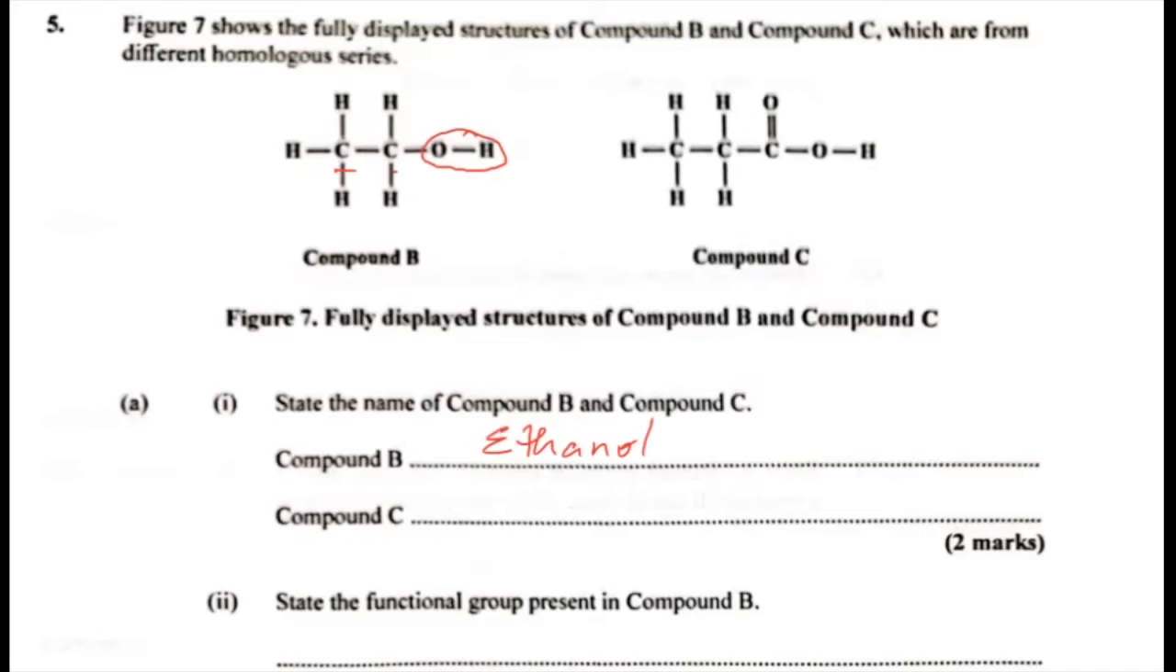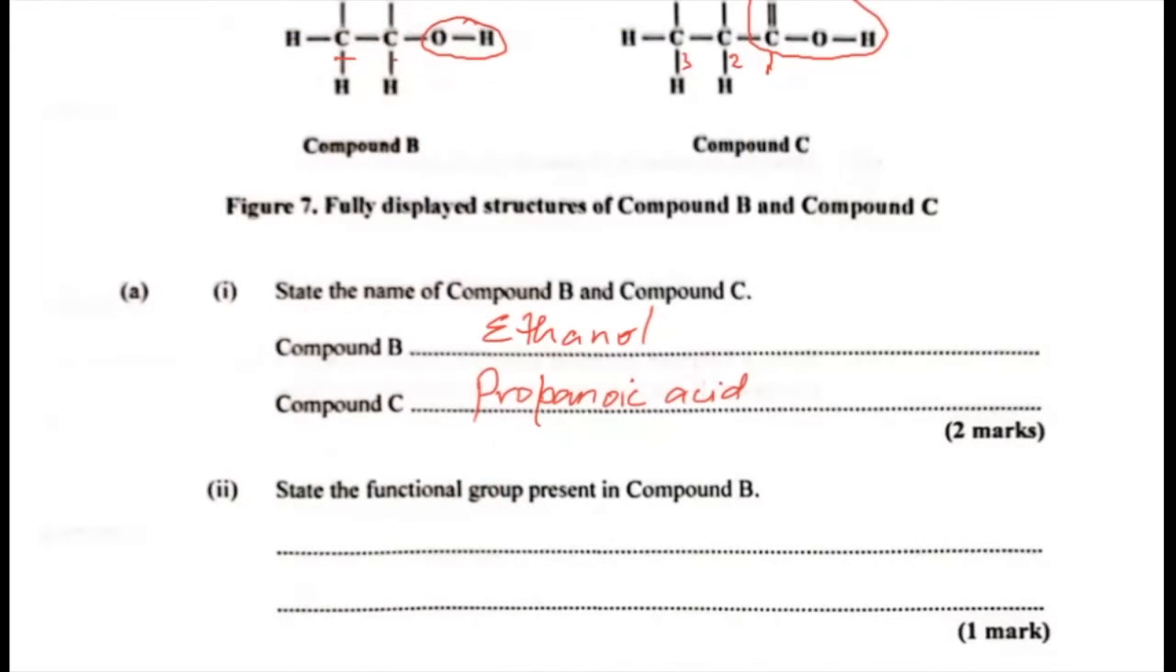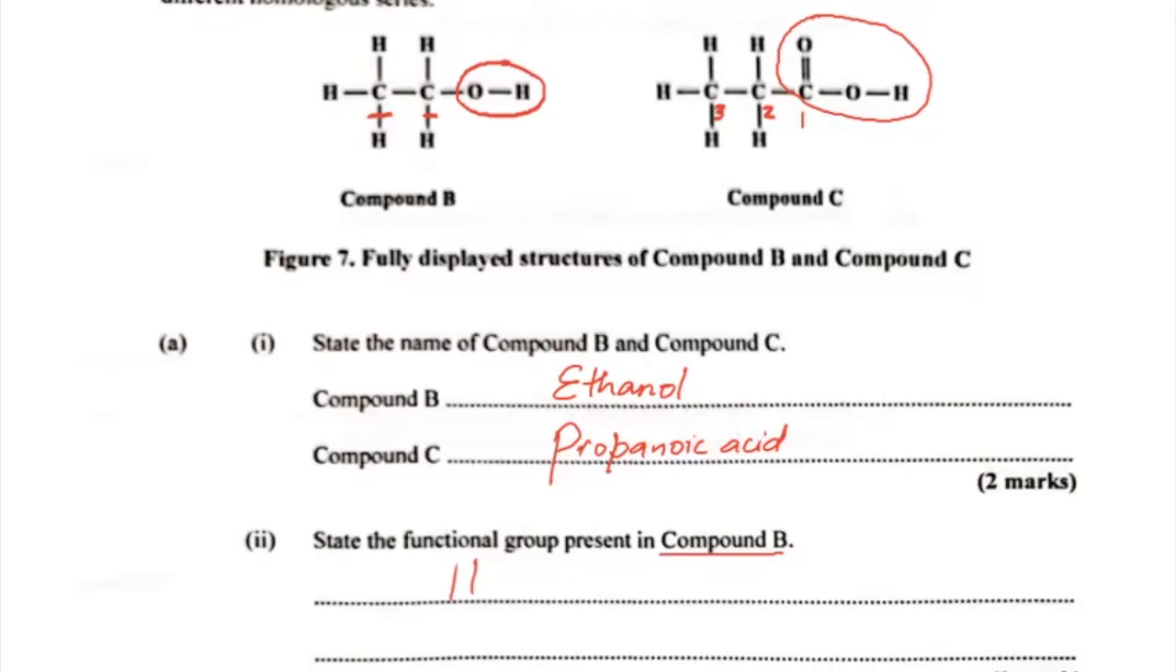Now, compound C has 3 carbons. One is from the functional group COOH. That carbon is counted as carbon 1. We have another carbon, so there are 3. So that will be propanoic acid. And we kind of jump the gun in a sense, state the functional group in compound B. The functional group is the hydroxyl group, HYDROXYL.